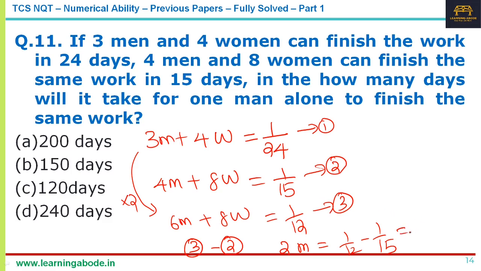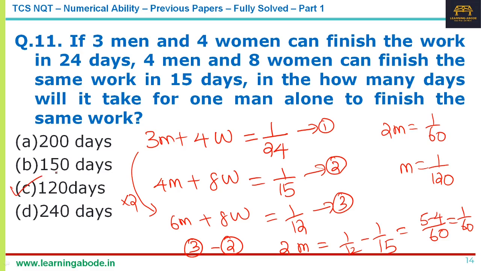Okay, so now here 60 is the LCM. Am I right? Yeah, 60 is the LCM. 5 minus 4. So I get this is equal to 1 by 60. So I get 2m is equal to 1 by 60. So m is equal to 1 by 120. That is, the rate of work of m is 1 by 120. That means m, the one man, okay, m means one man. So one man's rate of work is 1 by 120, which means that man can finish a task in 120 days. Okay, so this is over.